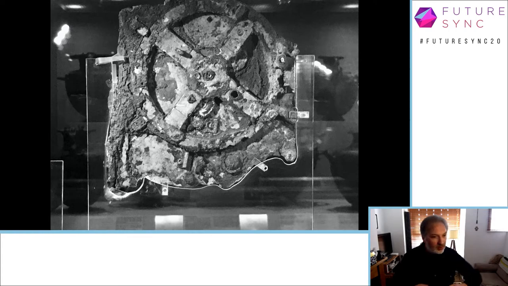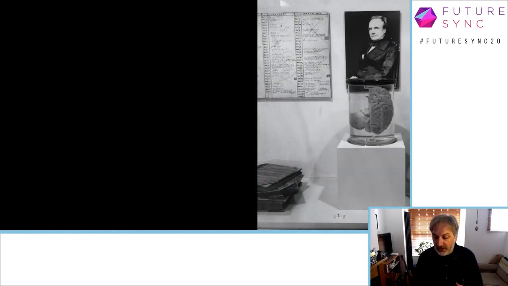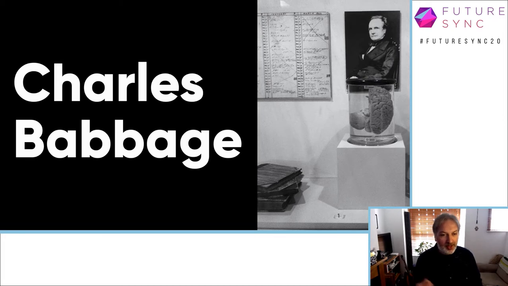So where do we look for the idea of programmable computing? Well, maybe we look to the 19th century. We look at this gentleman, Charles Babbage. This is Charles Babbage and half of Charles Babbage's brain, which is in the Science Museum in London, along with the original NeXT machine that the World Wide Web was created on. The other half of Babbage's brain is in the Computer History Museum in Palo Alto.